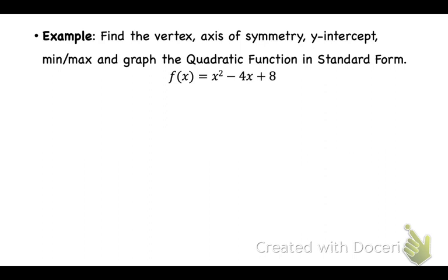Okay, so it says find the vertex, axis of symmetry, y-intercept. Ooh, y-intercept. Added a new thing. Min, max, and graph the quadratic function in standard form. Okay, so we're going to start with the same thing as the opening up or down. On the last problem, would that be an 11? Negative 11? In the y? Oh, no. So what's the y? No, you'll see real quick. Do you want to start by finding the vertex? Then we'll write out everything. Yeah. Okay, so you find the vertex.